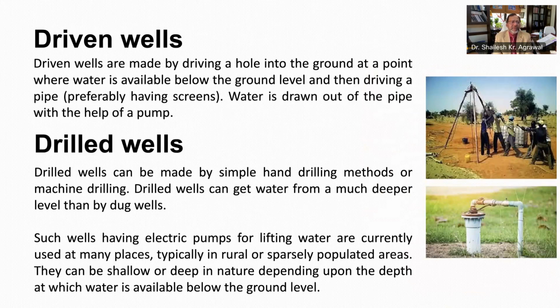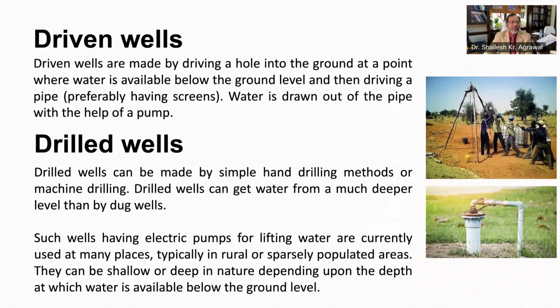Drilled wells can be made by simple hand drilling methods or machine drilling. Drilled wells can get water from much deeper levels than dug wells. Such wells have electric pumps for lifting water and are currently used at many places, typically in rural or sparsely populated areas. They can be shallow or deep in nature, depending upon the depth at which water is available below the ground level.